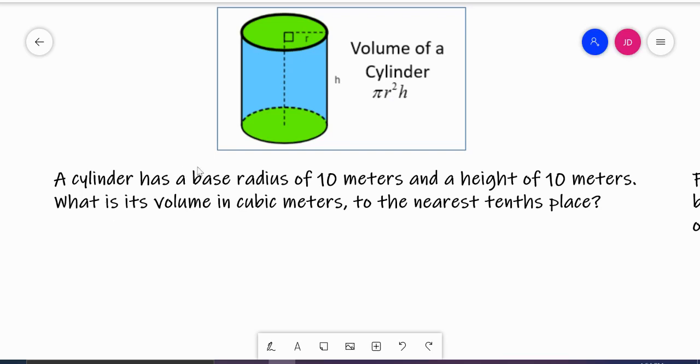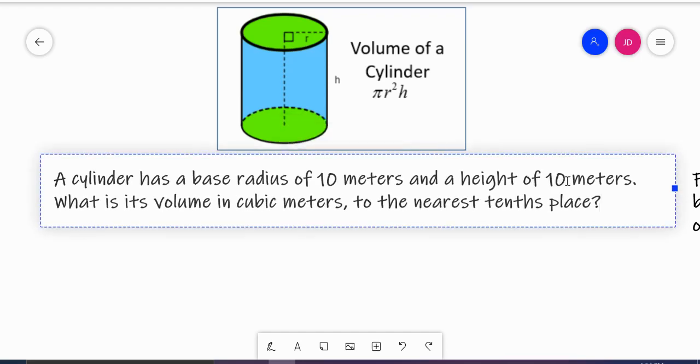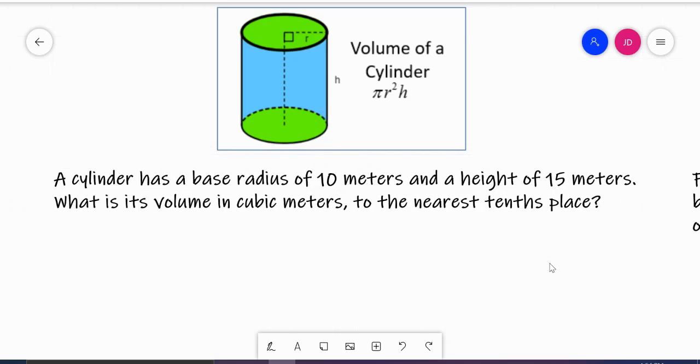A cylinder has a base radius of 10 meters and a height of 10 meters. I'm going to change this so it's a little bit different: 15 meters. Let's change that up. What is the volume in cubic meters to the nearest tenth? Because you are going to get a decimal when you're using pi.